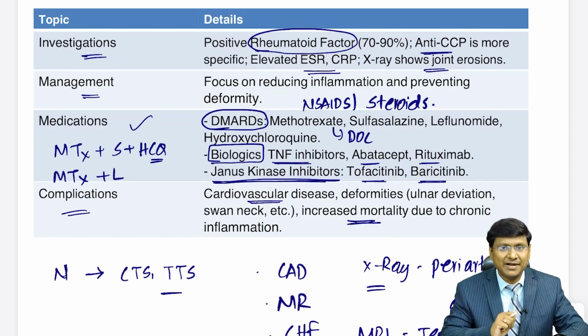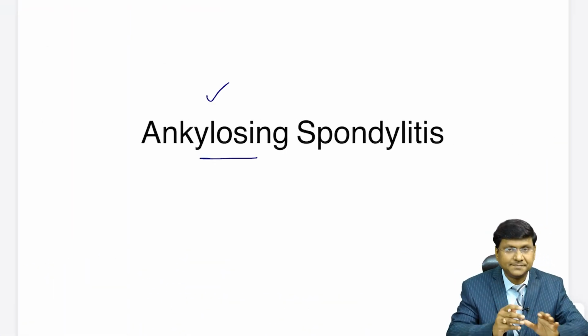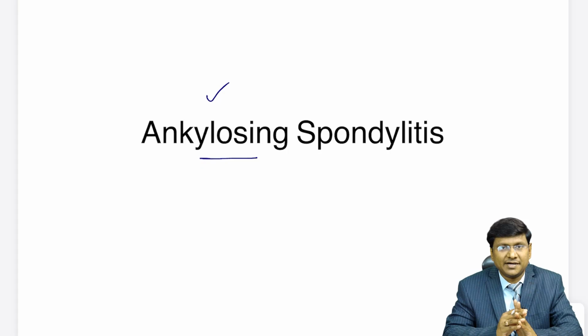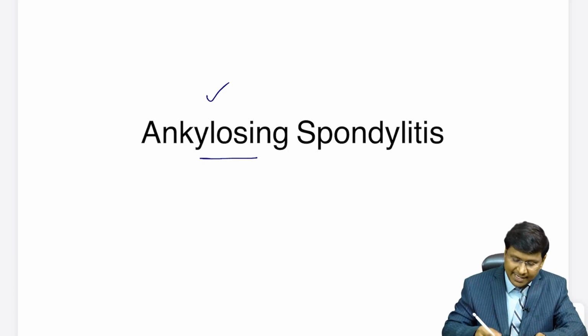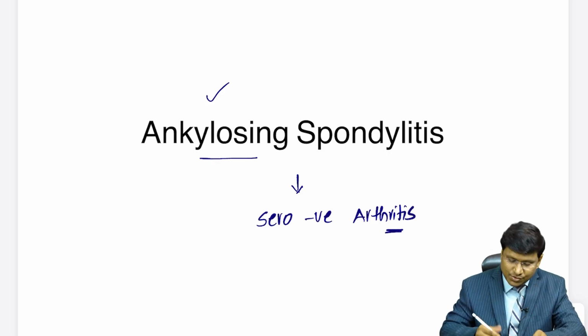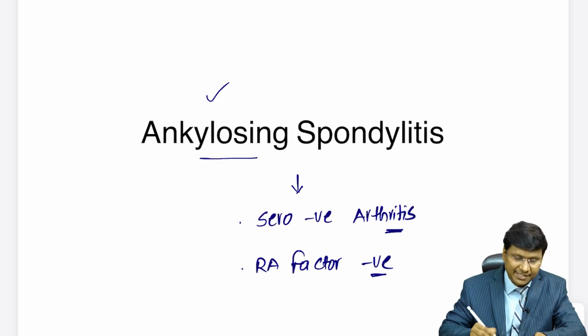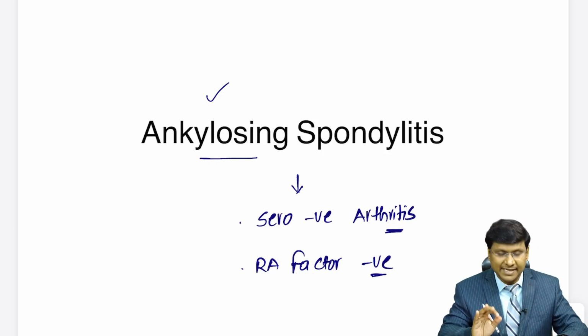Okay. Now, after having discussed rheumatoid arthritis, the next important topic for discussion will be ankylosing spondylitis. Now, if you take ankylosing spondylitis, what type of arthritis is this? This is a seronegative arthritis. So what do you understand by the word seronegative arthritis? In the sense, the RA factor will be negative. That is what you observe in case of ankylosing spondylitis.